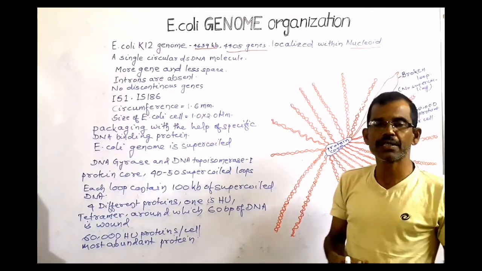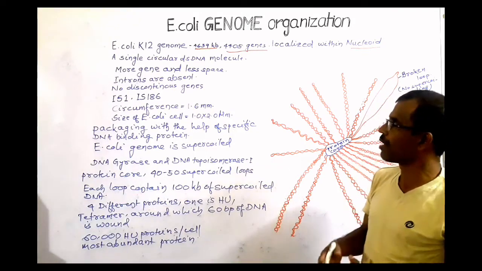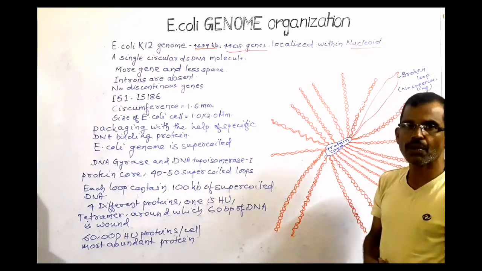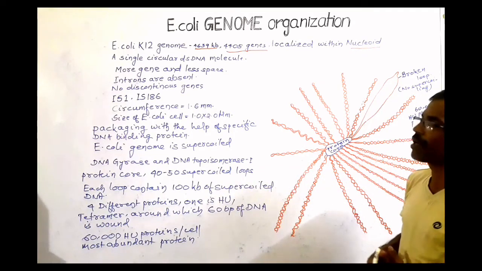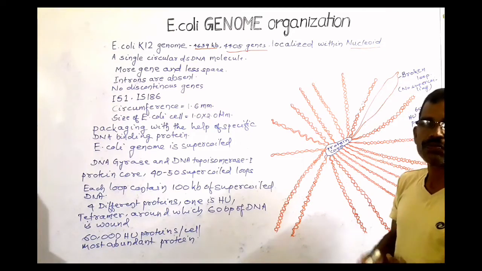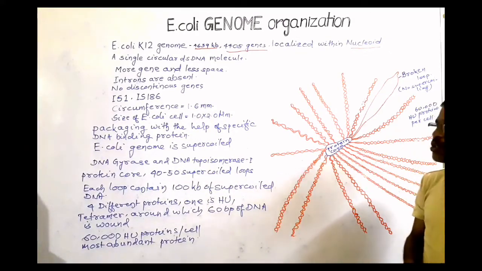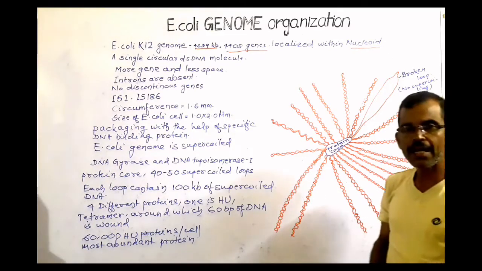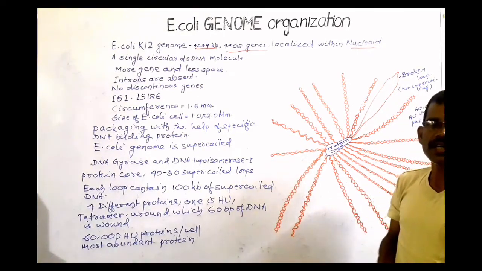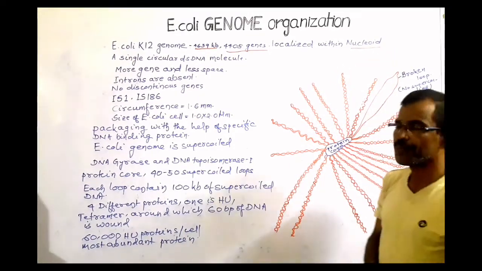Friends, today we shall discuss the genome organization of E. coli K12. The genome of E. coli K12 is a single circular double-stranded DNA molecule containing just 4639 kilobase pair. It contains 4405 genes, and the genome is localized in a specific area that is known as nucleoid.